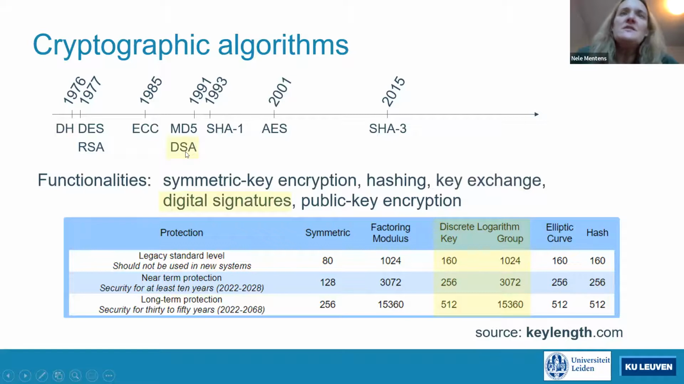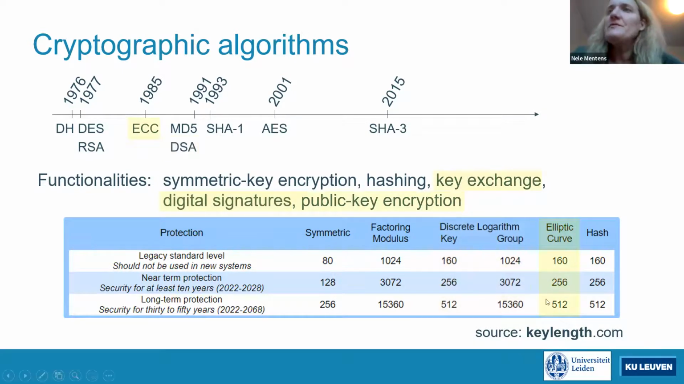Then we have the digital signature algorithm, which is also based on, sorry, I should have said, on discrete logarithms. So the security of the crypto systems that are based on discrete logarithms is based on the fact that it's very difficult to compute a discrete logarithm, which means that if you have a modular exponentiation, and you have the result of the exponentiation available, and also the base number, it's very difficult to get the exponent.